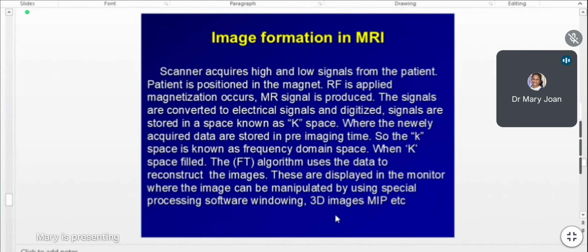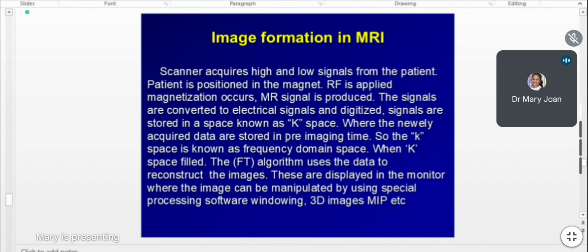Image formation in MRI. The scanner acquires high and low signals from the patient. The patient is positioned in the magnet, RF is applied, and magnetization occurs. The MR signal is produced. The signals are converted to electrical signals and digitized. Signals are stored in a space known as K space, where the newly acquired data are stored in pre-imaging time. So K space is known as the frequency domain space. When K space is filled, the FT algorithm, the Fourier transform algorithm, uses the data to reconstruct the images.